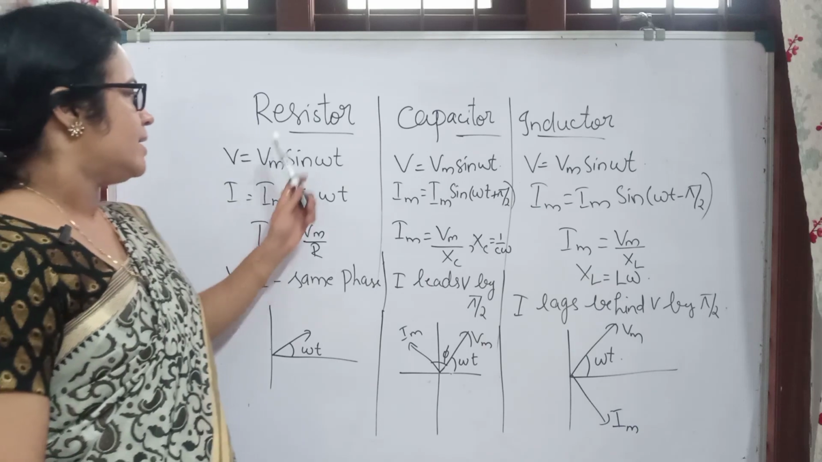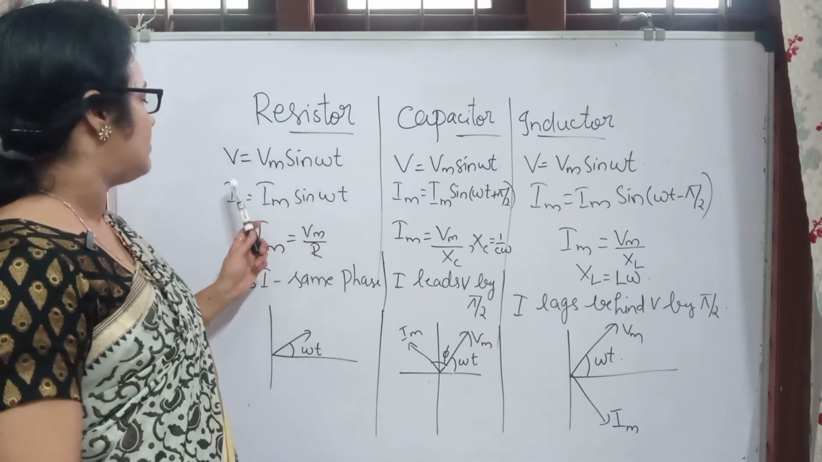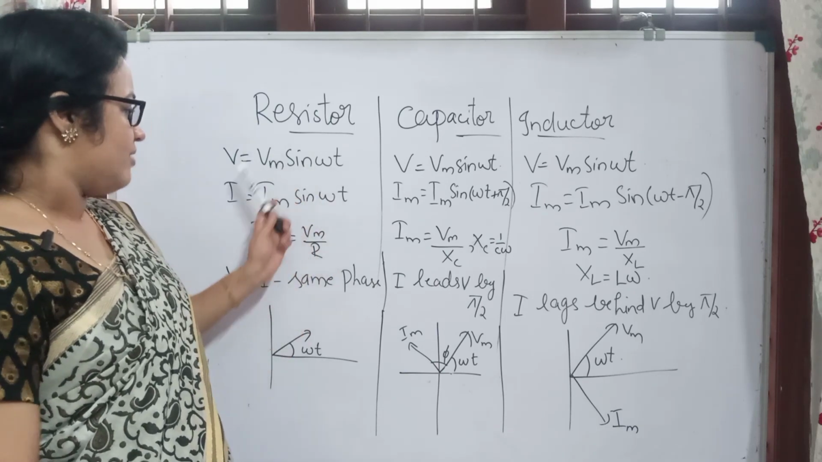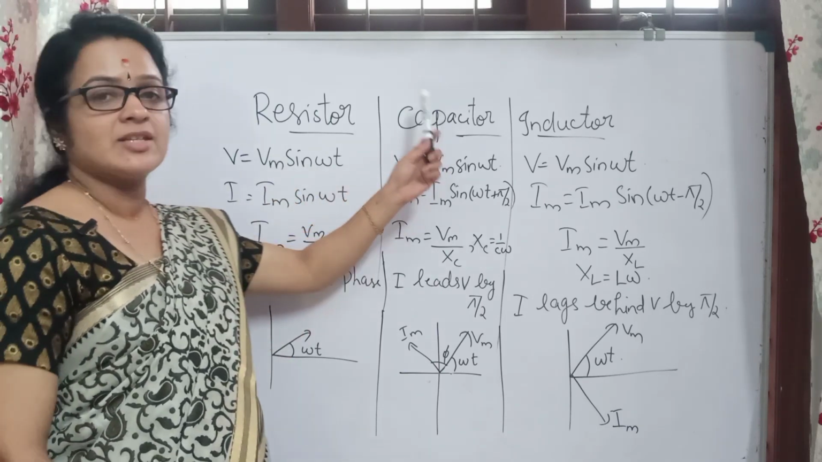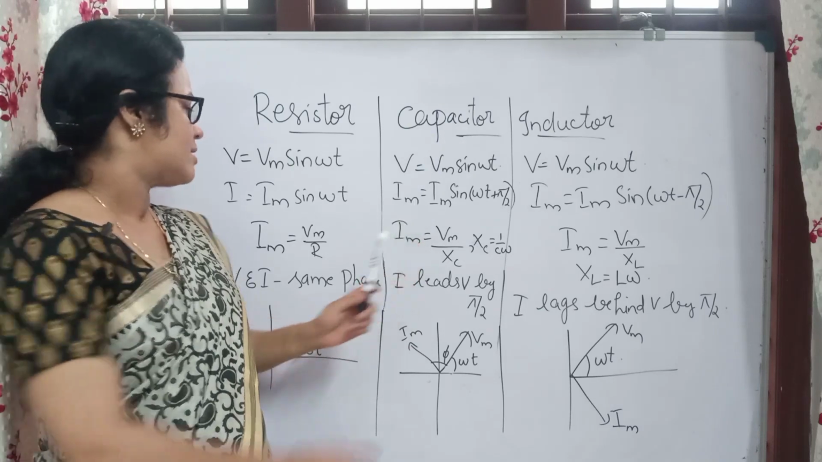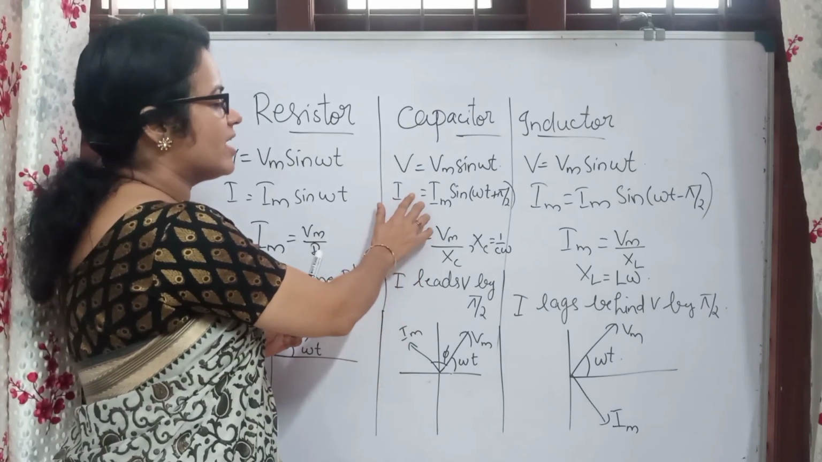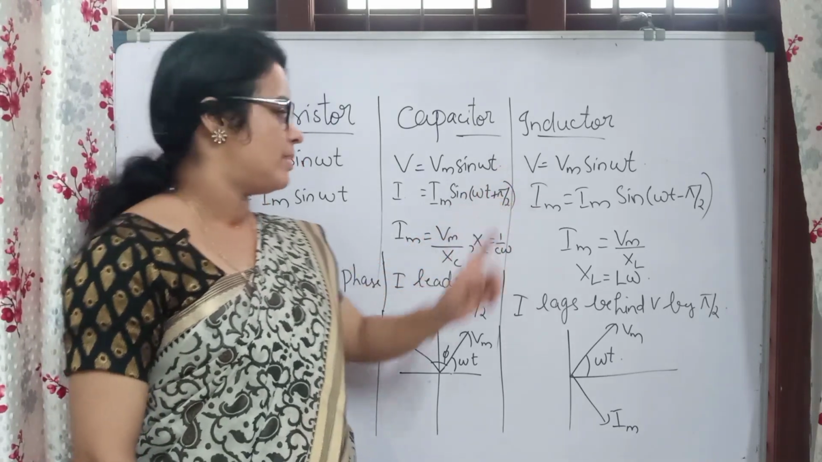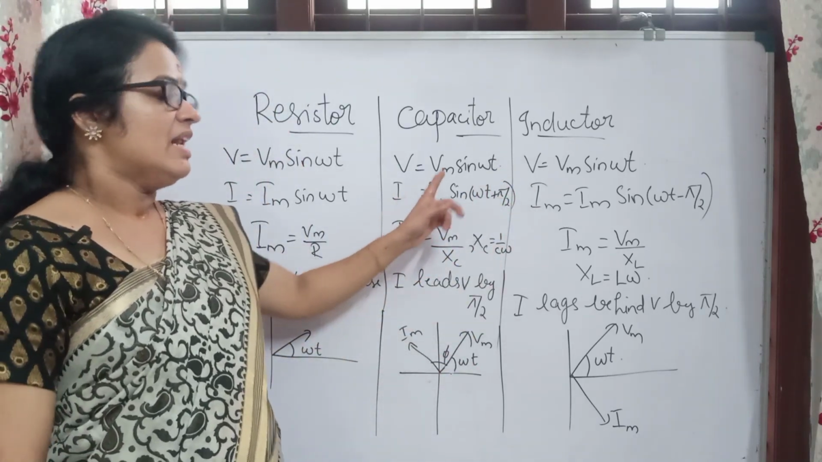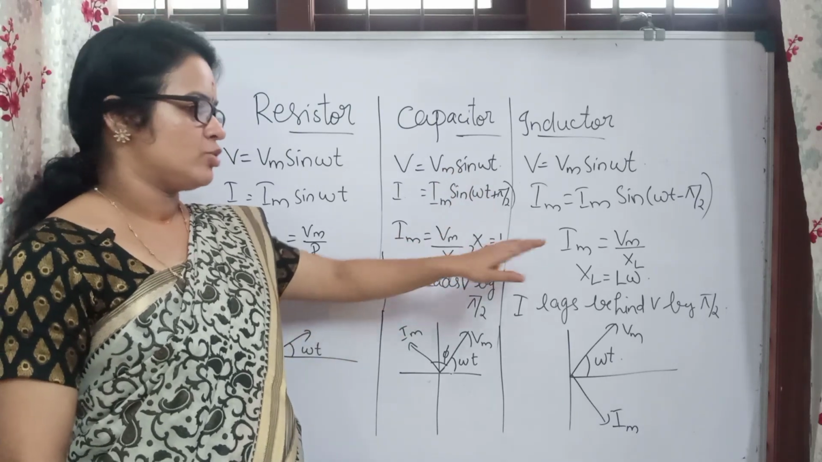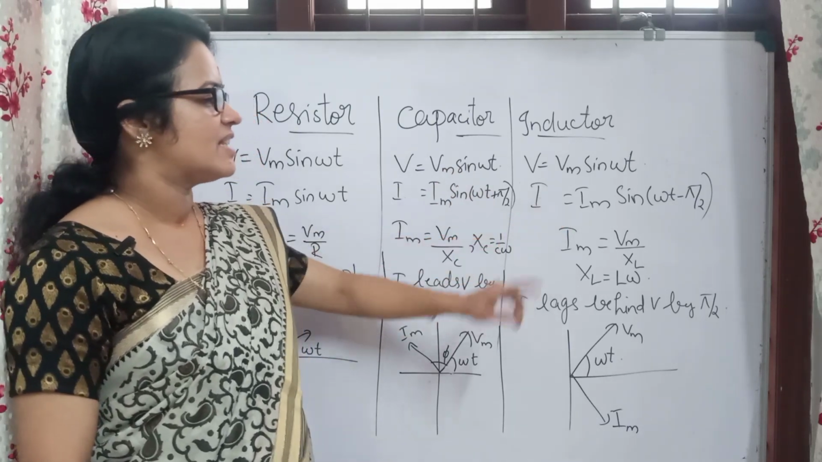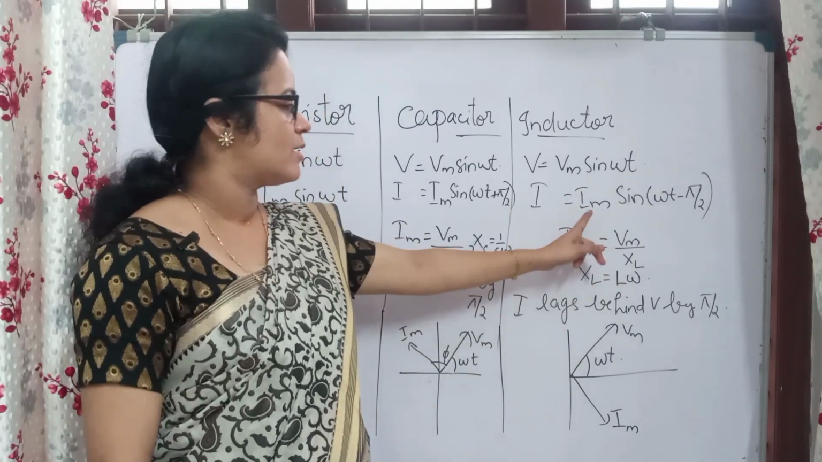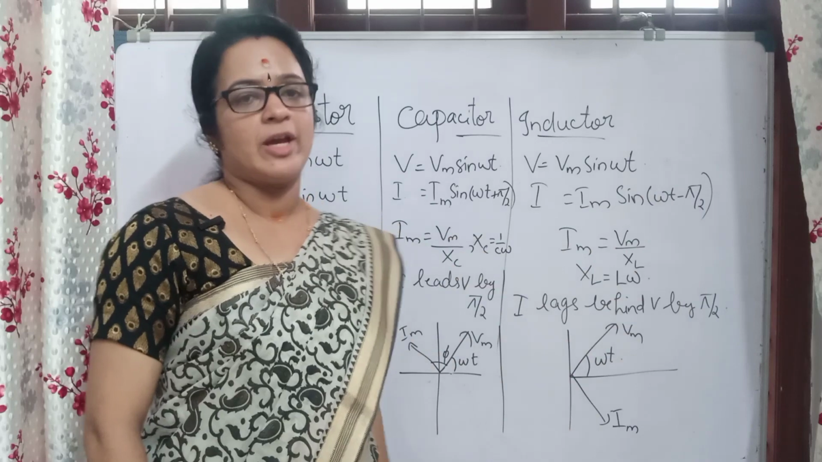And what about current? In the case of resistor, the current will be I is equal to Im sin omega t. And in the case of capacitor, I is equal to Im sin omega t plus pi by 2. That means the current leads the voltage by pi by 2. And in the case of inductor, I is equal to Im sin omega t minus pi by 2.